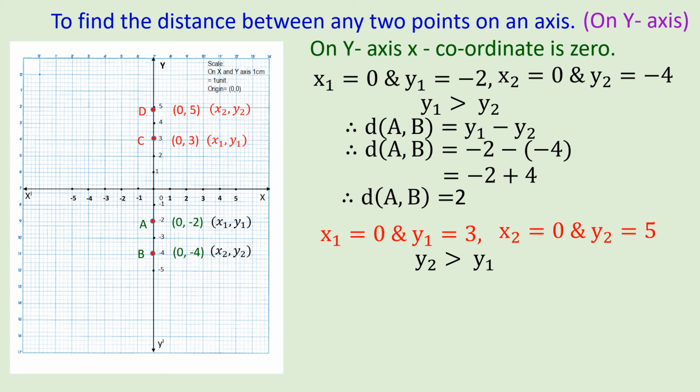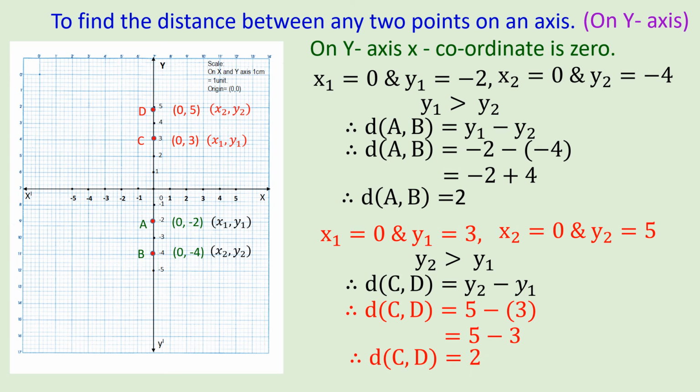As we can observe, y1 is 3 and y2 is 5. So y2 is greater than y1. Therefore, the distance between point C and D equals y2 minus y1. Hence, when we substitute the values, y2 is replaced by 5 and y1 by 3. 5 minus 3 will give you the answer 2. Clear? I hope you have understood. So the distance between point C and D equals 2.